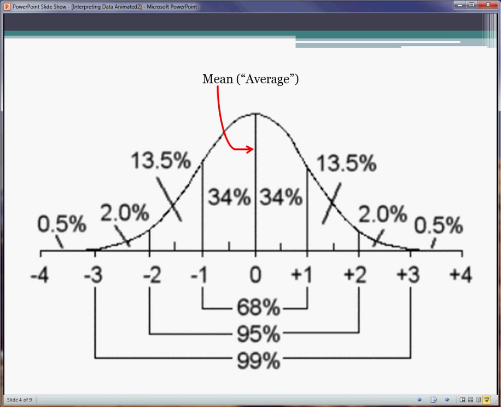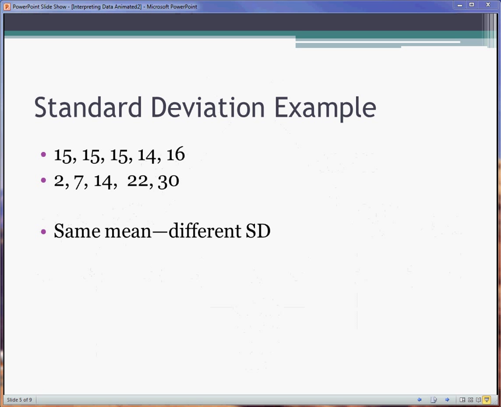68% of our student scores would be within one standard deviation of the mean, or average. 2 standard deviations away from the mean would account for roughly 95% of our student scores. Again, the standard deviation measures the variability, or the spread of the student scores around the mean value.